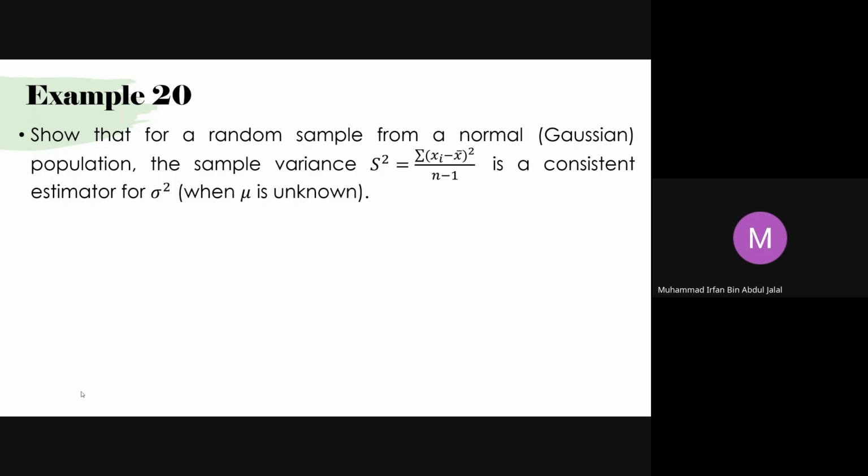Okay, show that for a random sample from a normal Gaussian population, the sample variance given by this formula is a consistent estimator for population variance. Example 20. Ini yang saya cakap tadi. For that, to show you the bias property, berapa yang bias dia. Dia akan ada berapa banyak bias kalau we use different estimator tu.